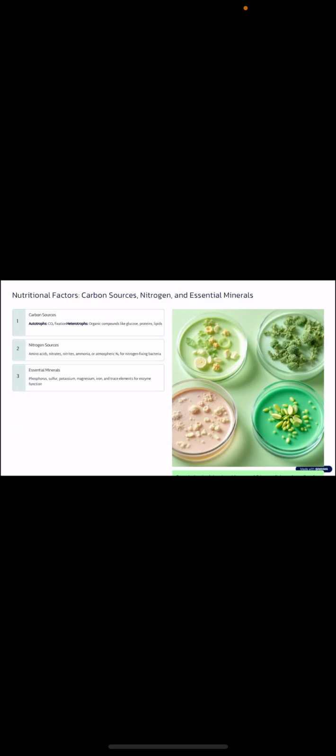Then there is pH level. Acidophiles, neutrophiles, alkalinophiles each have their specific pH level. Then there is oxygen requirement: obligate aerobes require O2, obligate anaerobes are killed by O2, facultative can grow without O2, and microaerophiles need low O2 levels. Then there are nutrition factors.